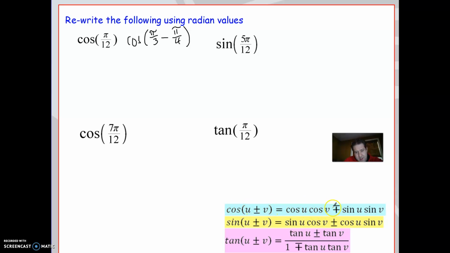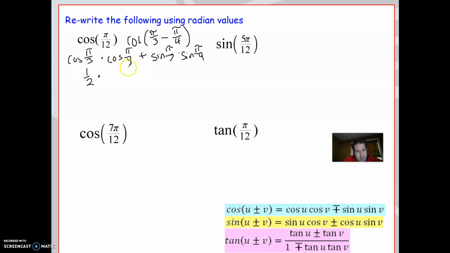So cosine, remember, is always the opposite. So cosine of pi over 3 times cosine of pi over 4. And then it's going to be plus sine of pi over 3 times sine of pi over 4. All right, so cosine of pi over 3, which really in my mind is thinking cosine of 60, which is going to be 1/2.